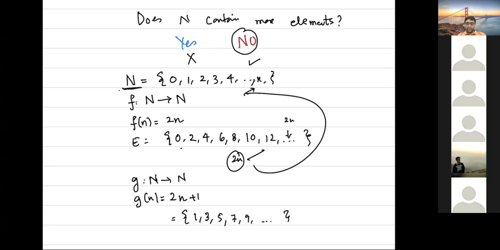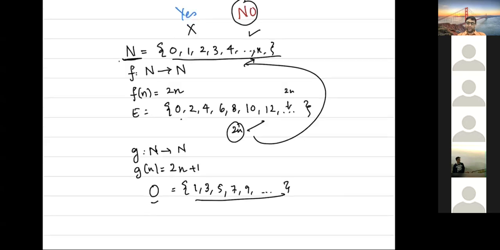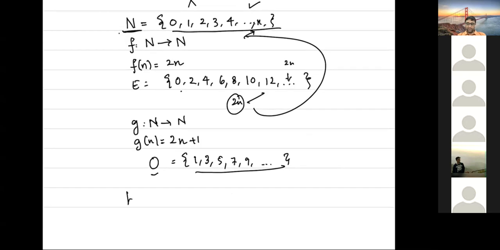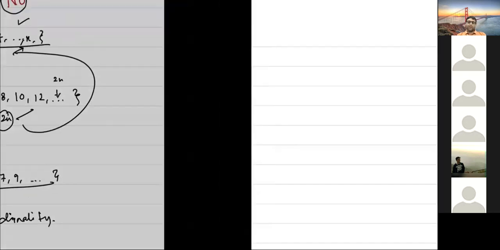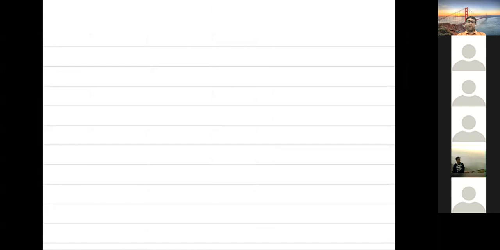So for every element that you have here, you have an element here. And this seems like the set O. So it means that the set E has the same number of elements as the set O, as well as the elements in N. So all these three sets have the same cardinality. But this seems arbitrary, right? So we have a result, and this is due to Cantor.